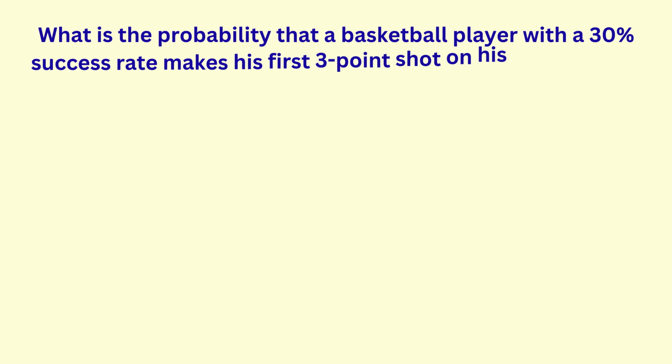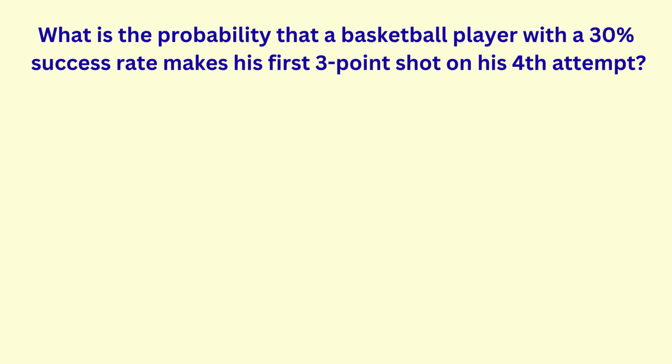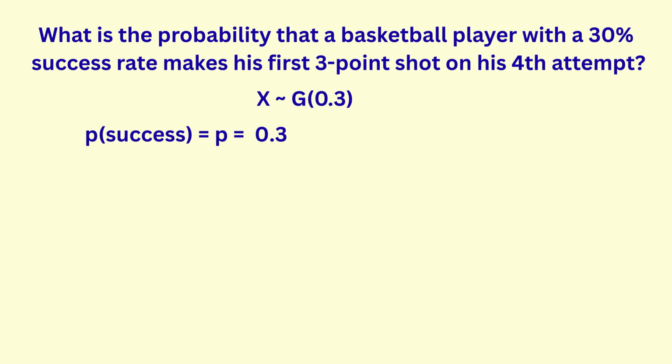Let's practice with the formula. What is the probability that a basketball player with a 30% success rate makes his first three-point shot on his 4th attempt? To solve this, we use the geometric probability distribution, which models the number of trials until the first success. The probability of success p is 30%, or 0.3, which means the probability of failure q, or 1 minus p, is 70%, or 0.7.